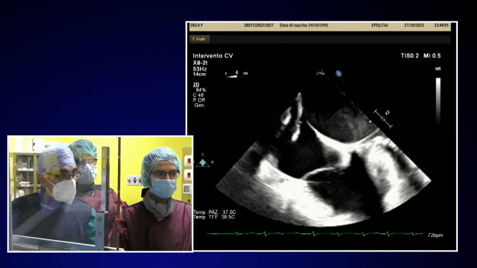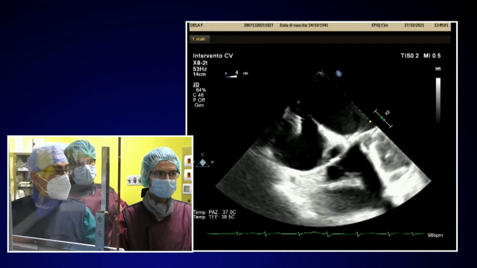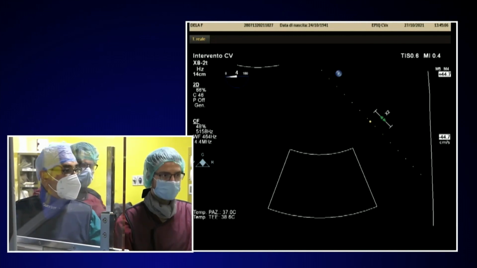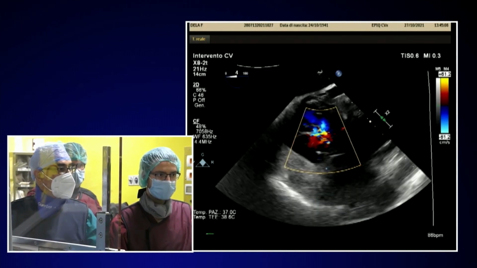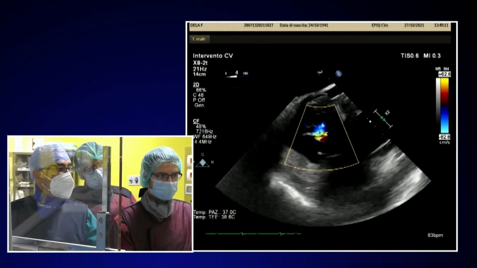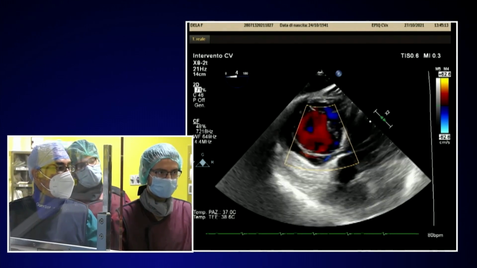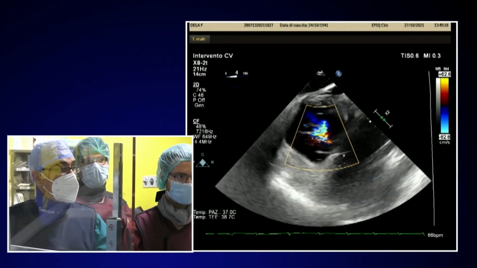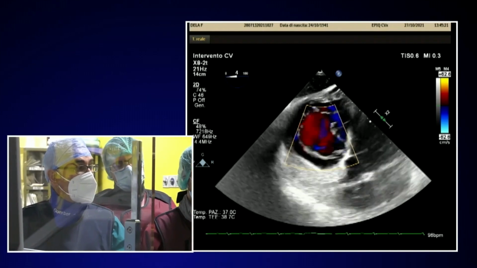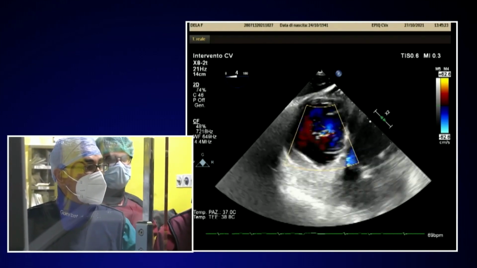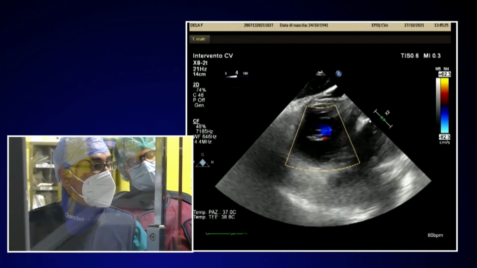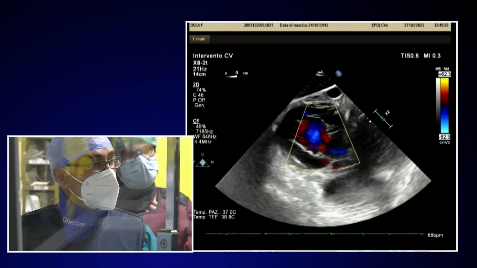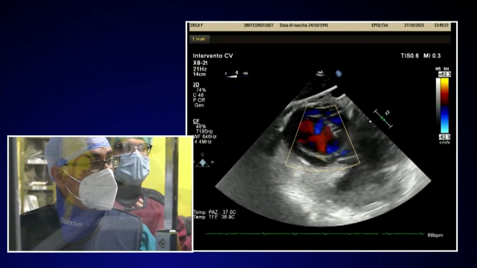So the jet originates mainly from the central part of the valve. You can see this is a transgastric short axis view, mainly central part of the valve, but also we have commissural components of the jet, so the jet also comes from the anteroseptal and posteroseptal commissure.